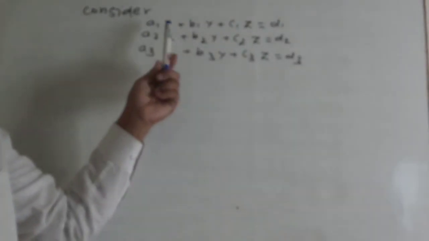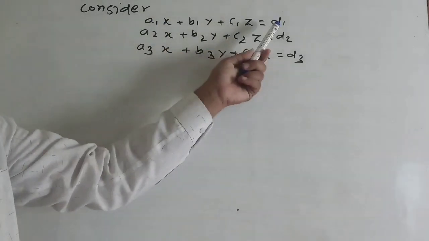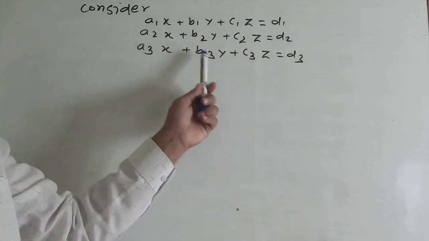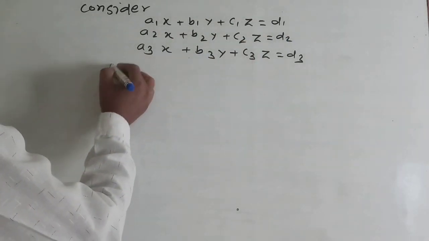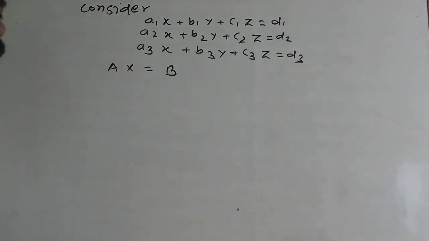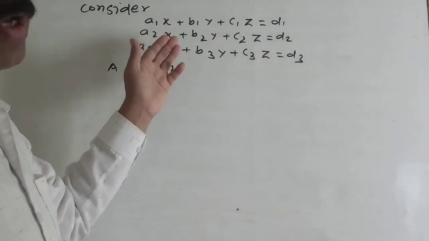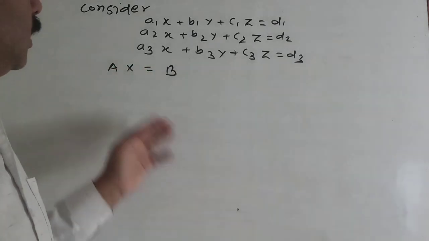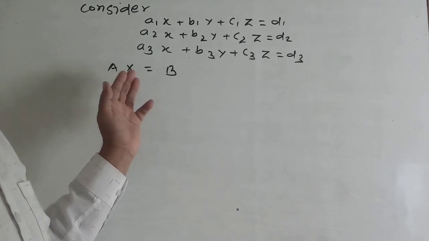These are the three general equations in three variables: a1x plus b1y plus c1z equal to d1, a2x plus b2y plus c2z equal to d2, a3x plus b3y plus c3z is equal to d3. These three equations in matrix method we can write as Ax is equal to B. Ax is equal to B is the matrix form of these three equations. How can we solve the matrix equation Ax is equal to B?